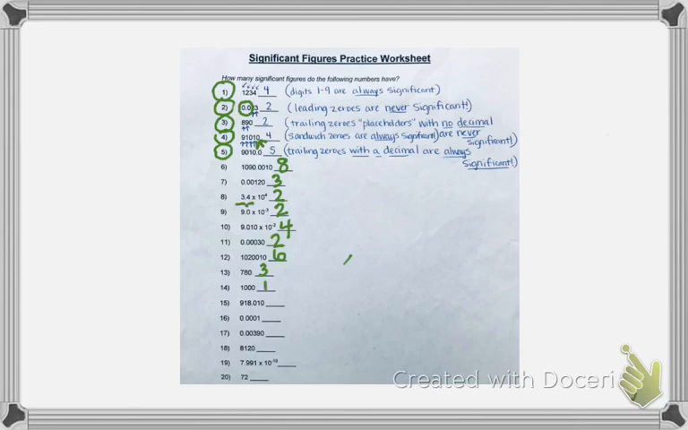This is significant with 1. The 1 is significant. The 3 zeros are not. All 6 are significant here. Only 1 here. 3 sig figs here. And number 17, 3, and number 18, 4, and number 19, 2, and number 20, 2.